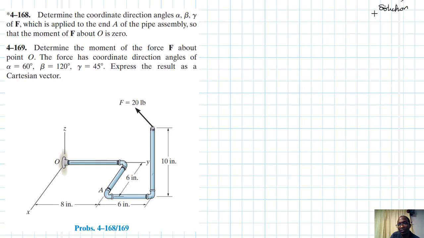This problem is coming from the Engineering Mechanics Statics textbook, 13th edition, by R.C. Hibbeler. Alright, so in the first case, we have been asked to determine the directional angles alpha, beta, and gamma of the force F, so that the moment about point O is equal to 0.